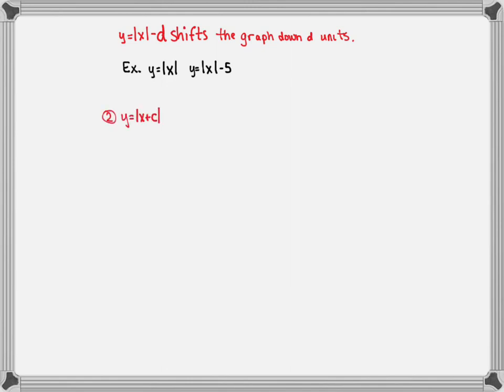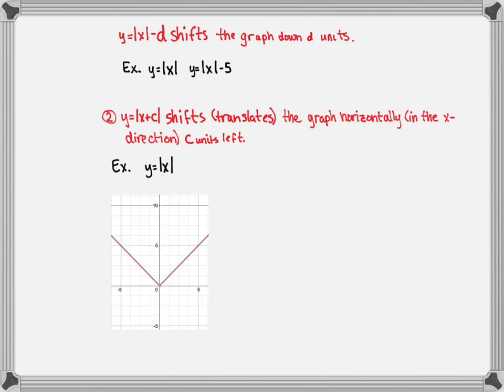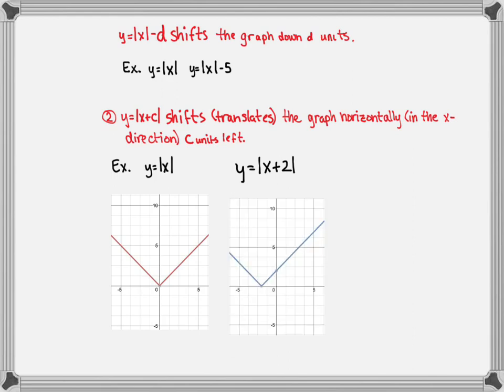Okay, let's look at the other type of translation. So y equals the absolute value of x plus c. This will shift or translate the graph horizontally, meaning in the x direction, and it will go c units to the left if it is the absolute value of x plus c and c is positive. So for example, y equals the absolute value of x, that's our parent function. Y equals the absolute value of x plus 2 will shift the graph 2 units left.